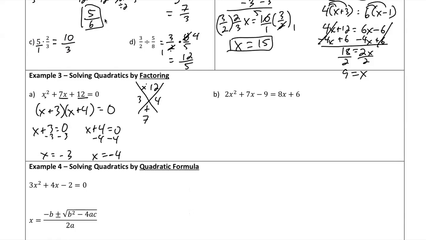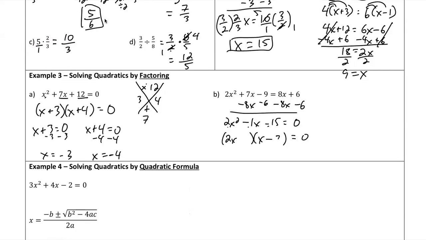For the next one, before I can do any factoring, I want to bring everything over to one side so it's equal to 0. So I'm going to subtract 8x over and subtract 6 over. So 2x squared minus 1x minus 15 is equal to 0 now. With this kind of factoring, it's a little bit trickier because of the 2 here, but I still use common sense. The only way for me to get 2x squared is a 2x and an x. Then I have a -15 here with a -1.